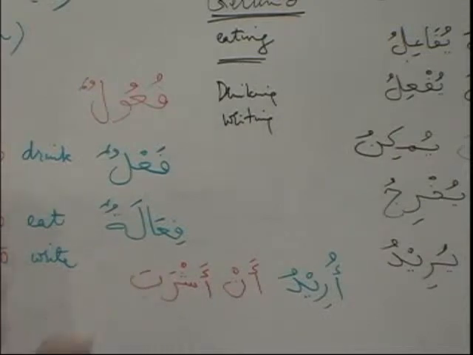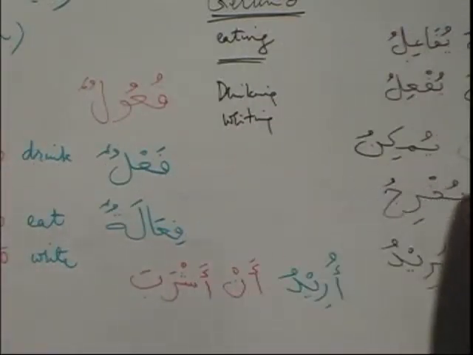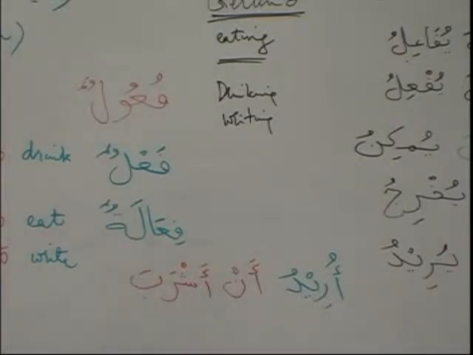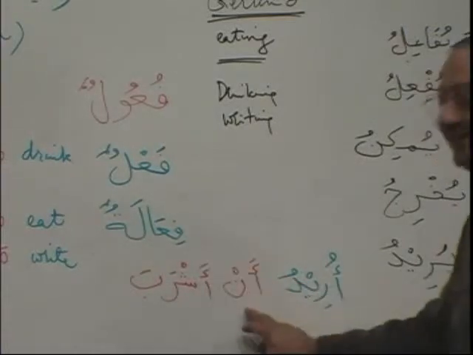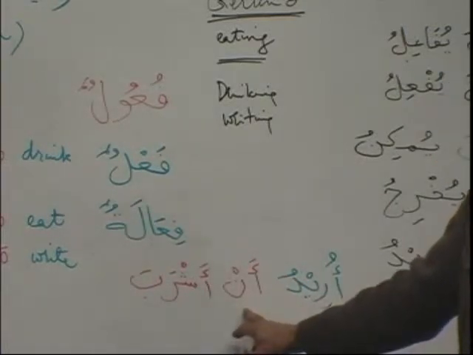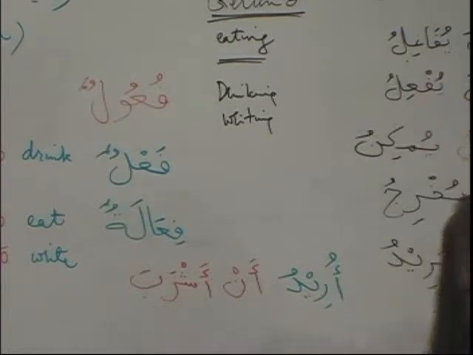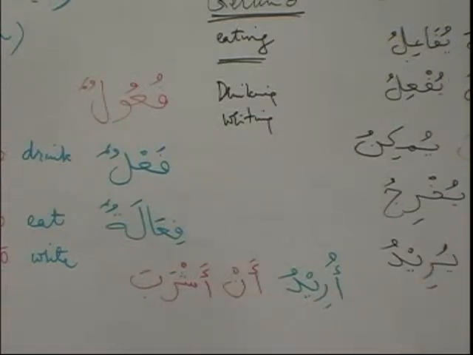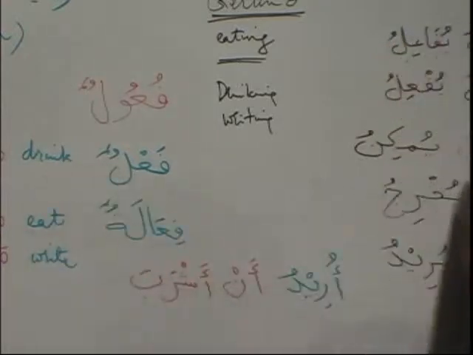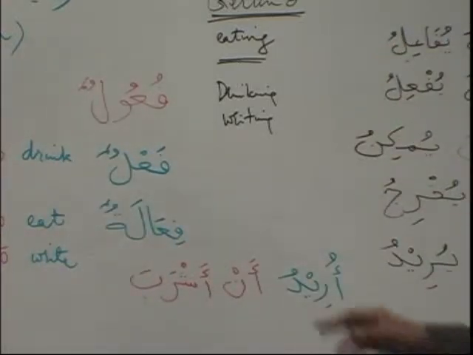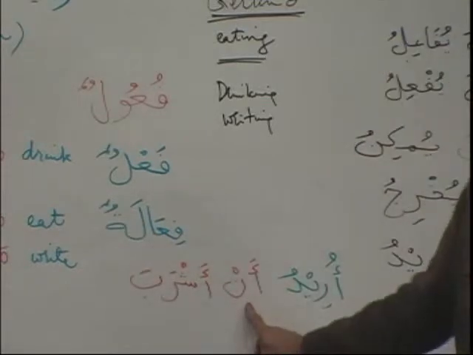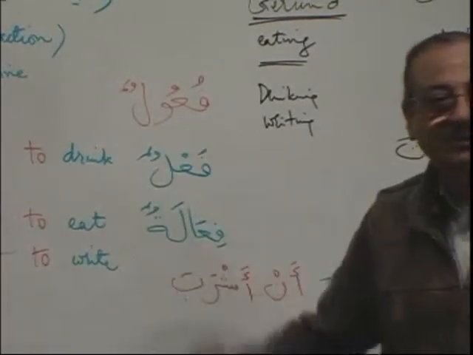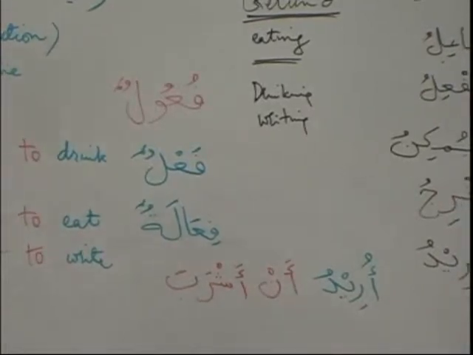ba. So it became mansub. Are you with me? It became mansub. Who made it mansub? This an made it mansub. What is an ashraba equal to? To drink. Are you with me? So to is an and ashraba is drink. You can say that if you want to. Are you with me, brothers and sisters?